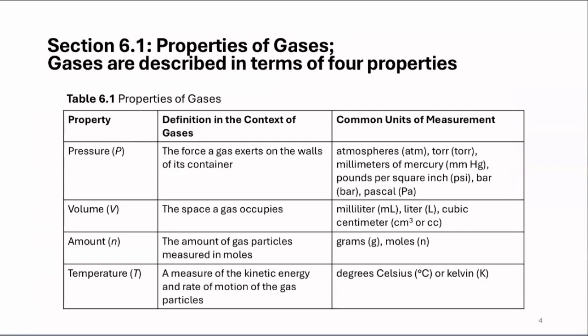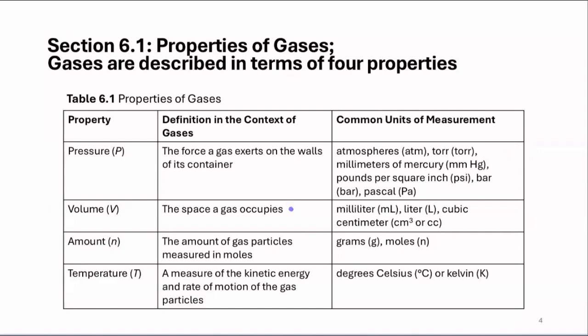Gases are described in terms of 4 properties. In table 6.1, we have the 4 properties of gases. The first one is pressure. Pressure is defined as the force a gas exerts on the wall of its container. There are many units that can be utilized in order to measure pressure, and they are listed in the last column of the table.